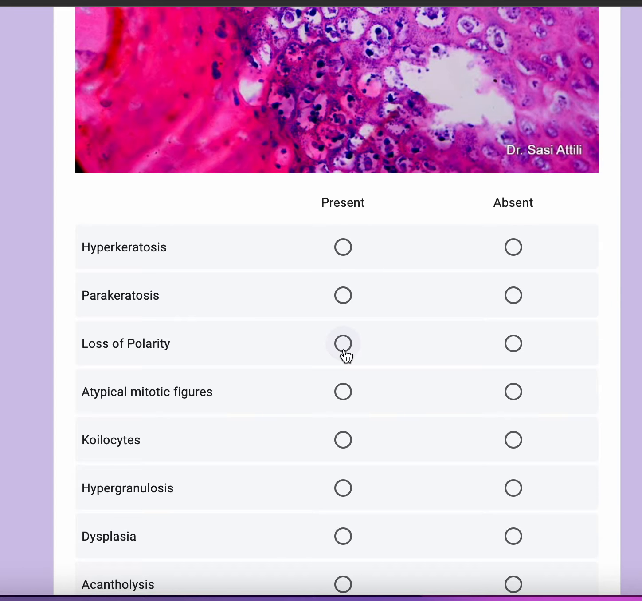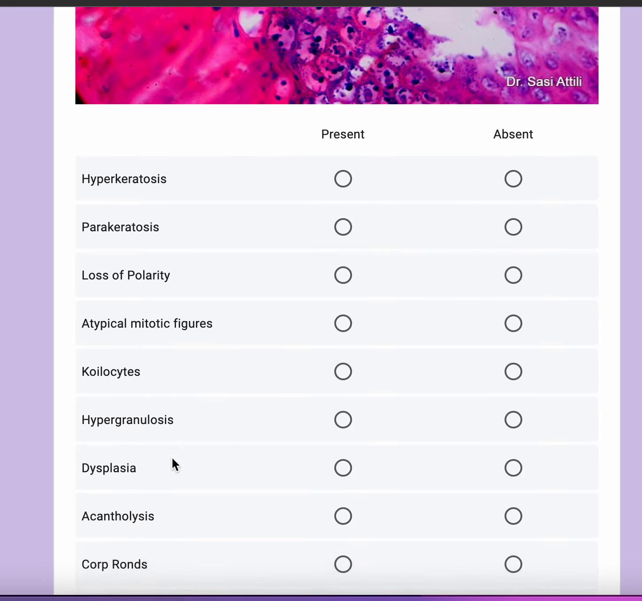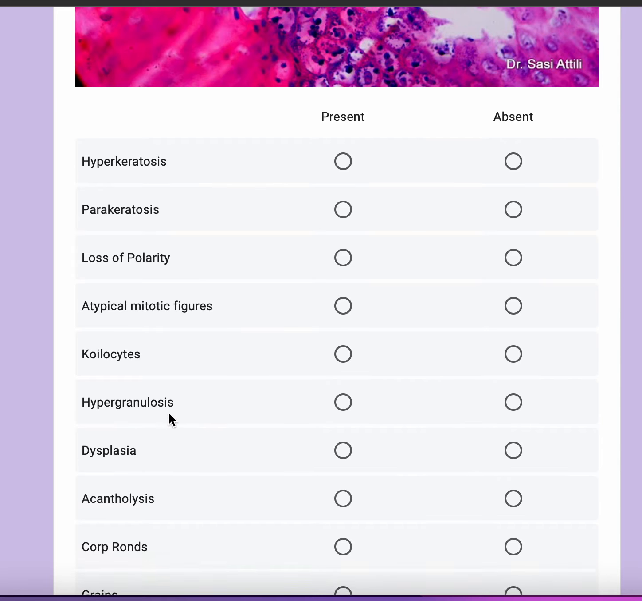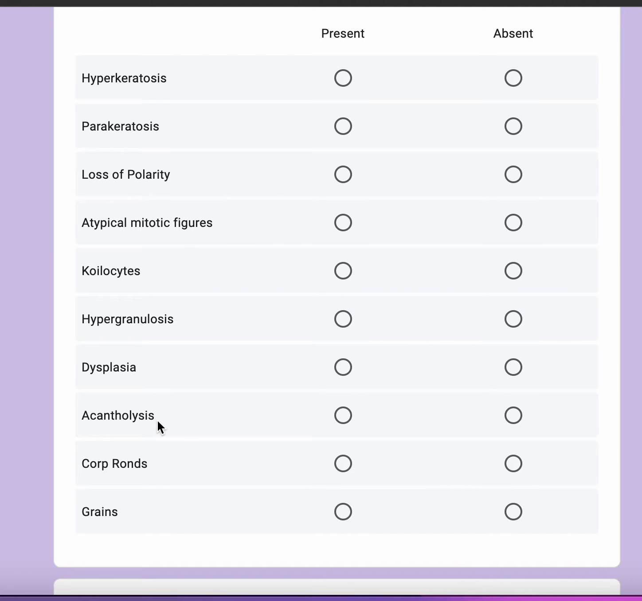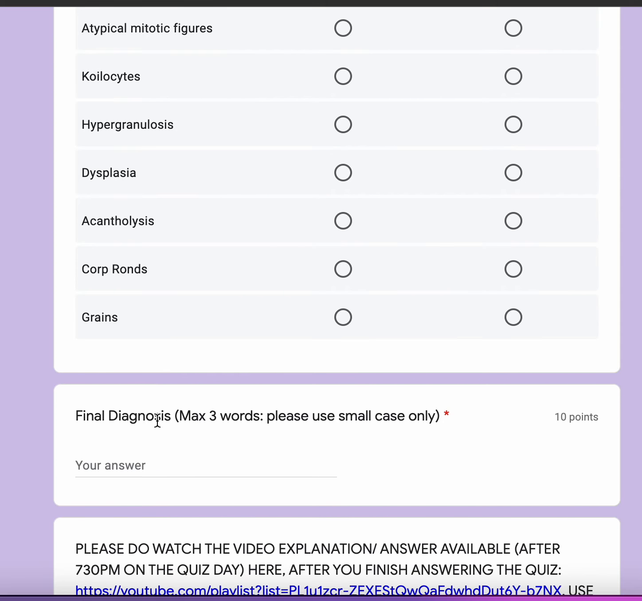So there is no loss of polarity, there is parakeratosis, there is hyperkeratosis, there are no atypical mitotic figures, koilocytes are present, hypergranulosis is present, no dysplasia, no acantholysis, no corps ronds or grains, and the final diagnosis is a viral wart or verruca.